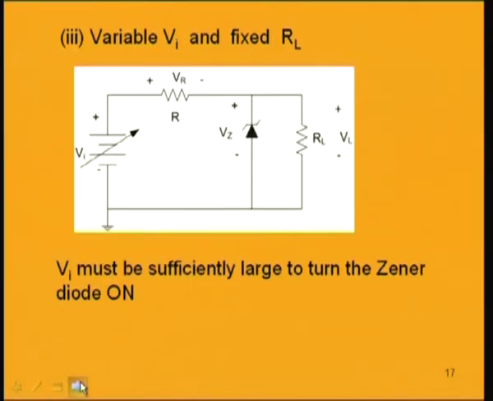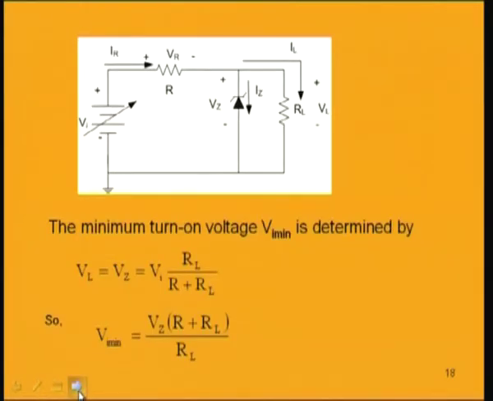Now, another condition may happen when the input voltage Vi is variable, but RL is fixed. Suppose supply voltage is variable, then in order to find out Vi minimum and Vi maximum rating, how much change can be allowed for the input voltage or source voltage Vi in order to get a constant voltage drop VL? That is the problem. Now, in order to find the minimum condition, how small Vi may be in order to turn on the Zener diode, that condition we will find from the fact that Vi must be sufficiently large to cause the Zener to go into the breakdown state. That will be found from the voltage across this Zener diode, which is Vi into RL by R plus RL, that must be greater than Vz.